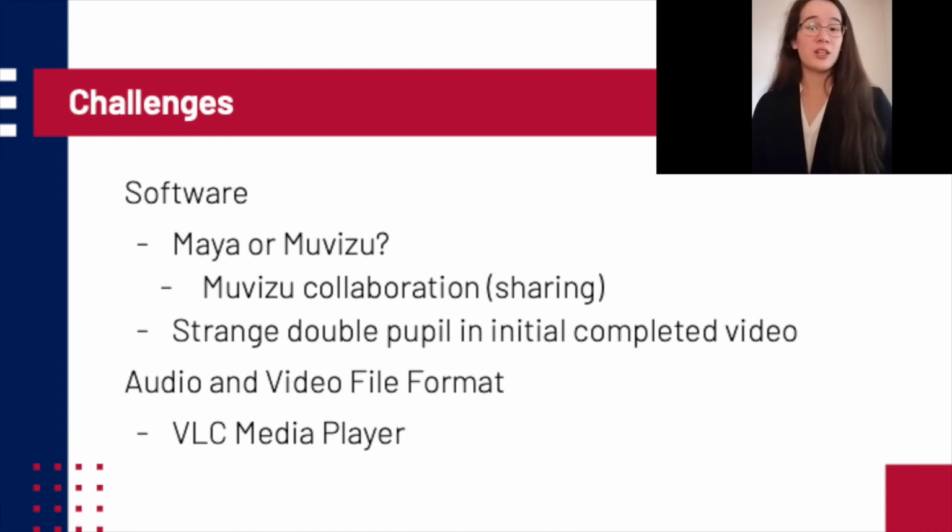Additionally, with our initial final video, we noticed a strange double pupil that popped up in our 3D animation. This was quickly fixed and resubmitted with it edited out. For audio and video file format, this was a simple and easy fix. We used VLC Media Player to change the file format as we would convert some audio and video files into MP4 or MP3 so that we could combine them in the final result.